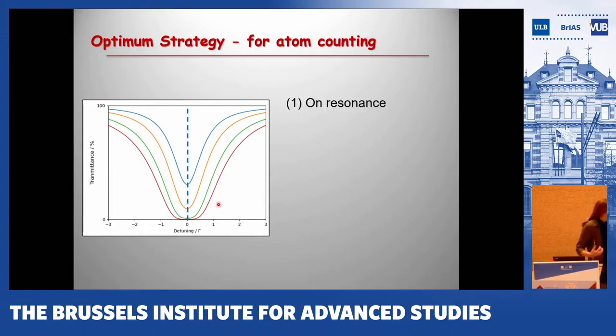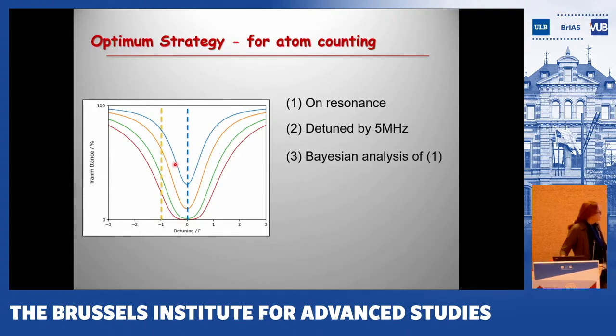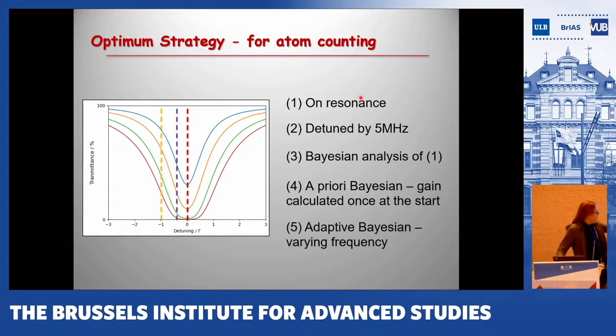So it's not clear what would be the optimal frequency to use to test the system. And therefore, here is a number of choices. We could be on resonance. We could say, well, it's probably not so good. Maybe let's be on the slope. So let's try to be detuned. Or let's use some optimization to find the best frequency beforehand, which would be to find an a priori Bayesian frequency, or just take Bayesian statistics to analyze the on-resonance probe, or to vary the frequency as in our adaptive approach.